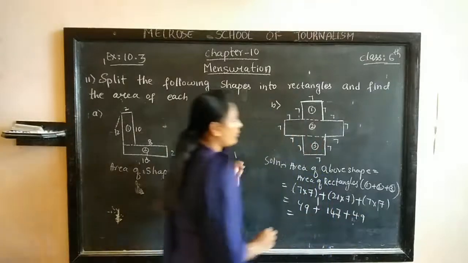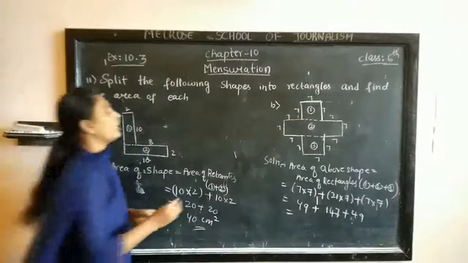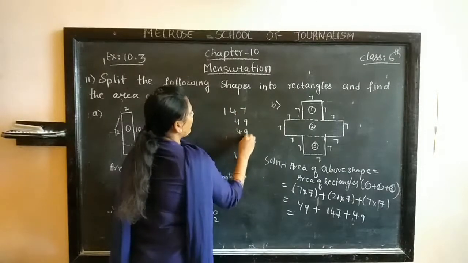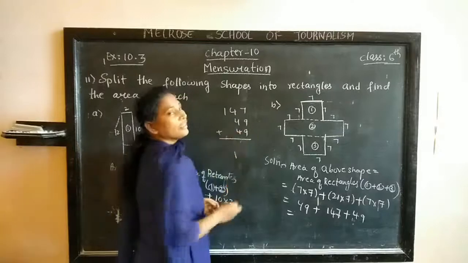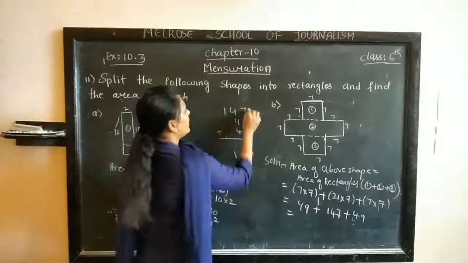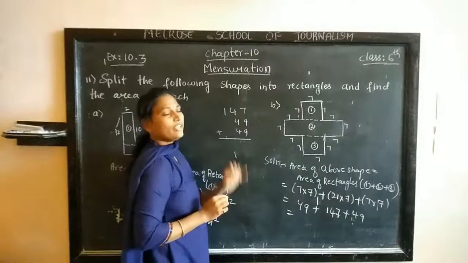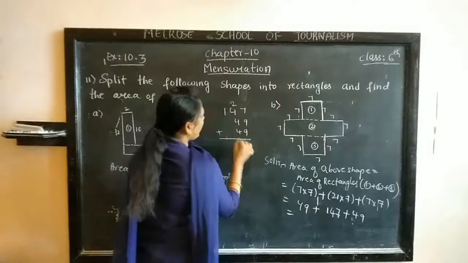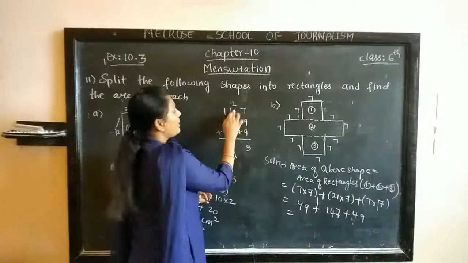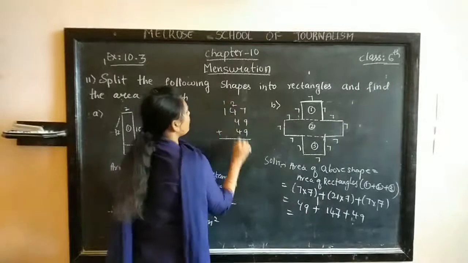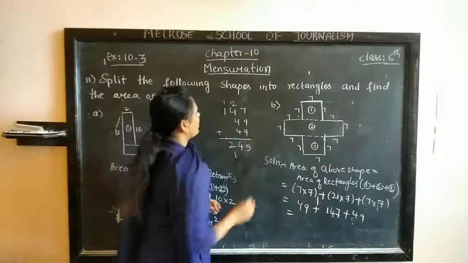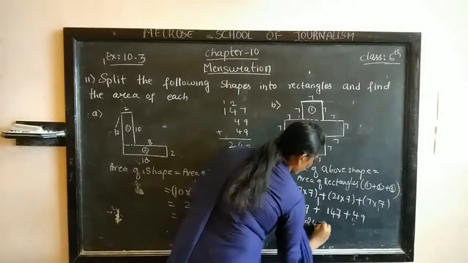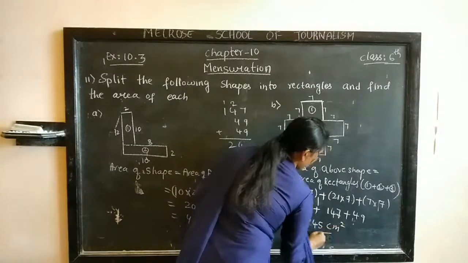Now add all: 147 plus 49 plus 49. How much is it? See 147, 49 plus 49. 9 plus 9, 18. 18 plus 7, 18, 19, 20, 21, 22, 23, 24, 25. 25. Now 4 plus 4 is 8. 8 plus 4 is 12. 12 plus 2 is 14. 1 plus 1 is 2. Clear? How much is it? 245. It is in centimeters, so centimeter square.